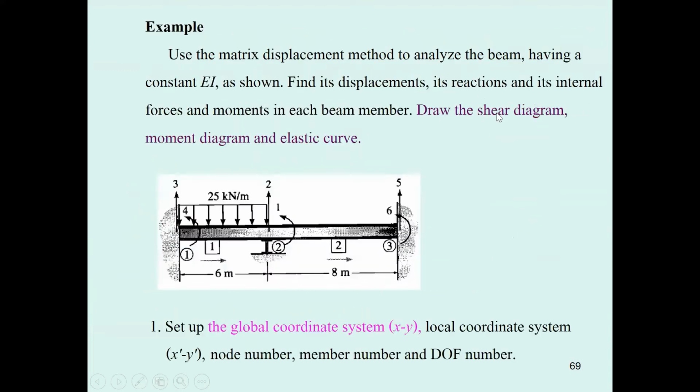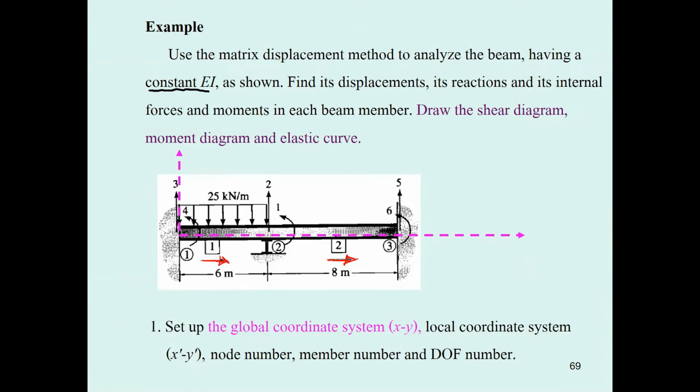And now we come to the example. Let us consider this beam. This beam has the stiffness of EI for both member number 1 and member number 2. You set up the global coordinate system, and then you see we have nodes 1, 2, 3, member number 1, member number 2, and the local coordinate direction. I told you already, we will set up in this way in order to make our problem easier.